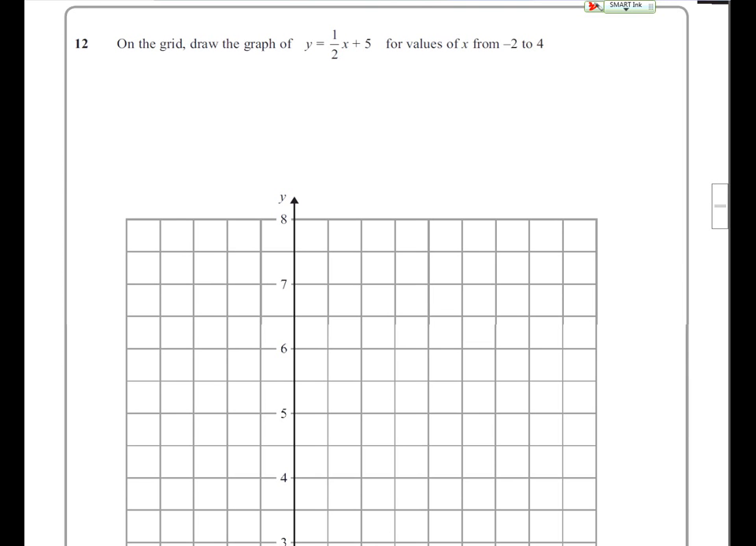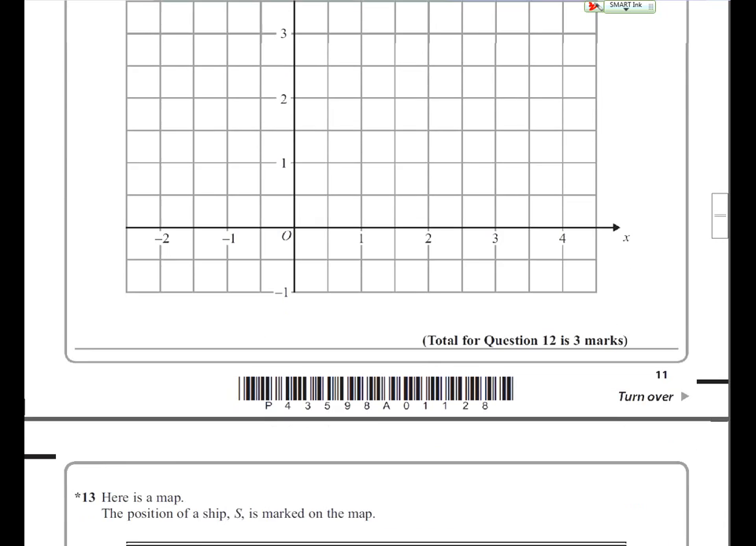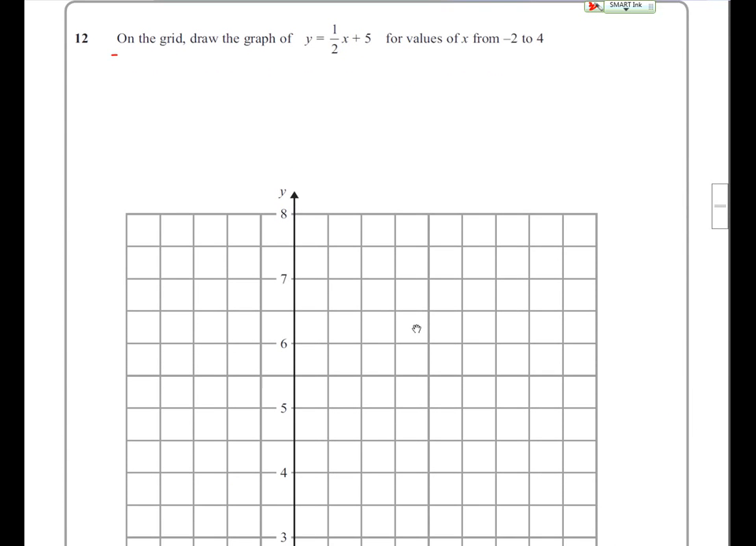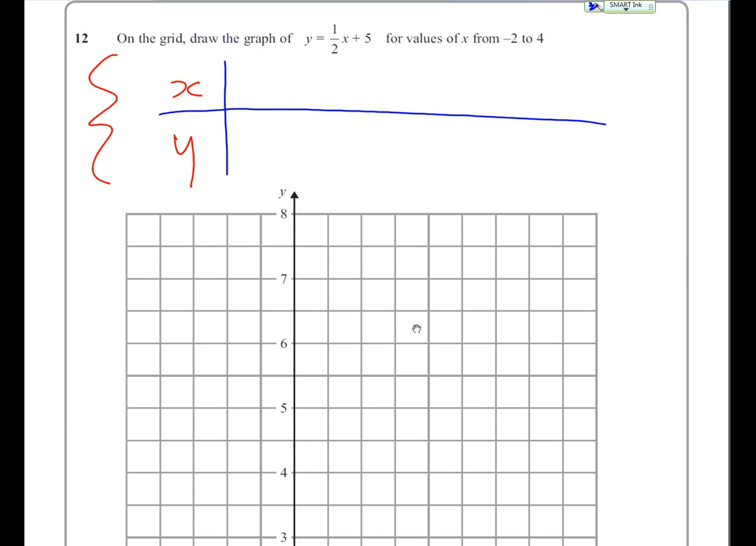Question 12. On the grid, draw the graph of y equals a half x plus 5 from -2 to 4. And that's all we're given. Can you see there's a gap here? That's not a coincidence. You might have recognized this from previous questions where they draw a little table out, x and y values. But they're expecting you to figure out for yourself to draw this. So we need to go from x's -2 all the way up to 4.